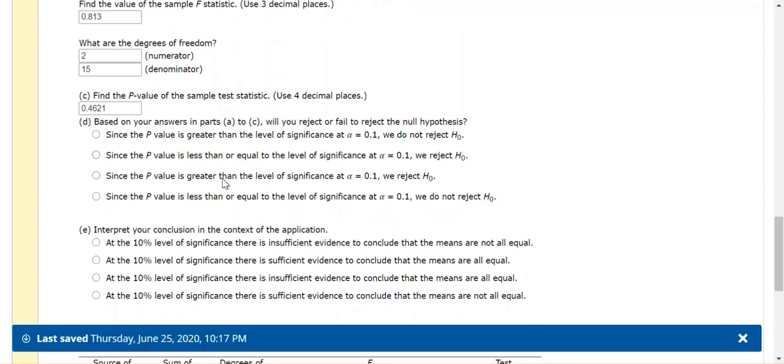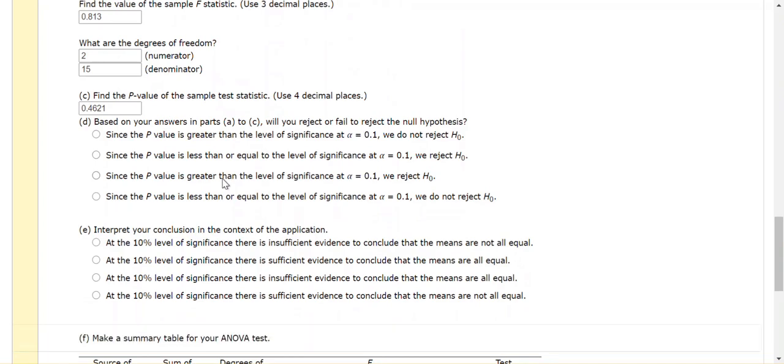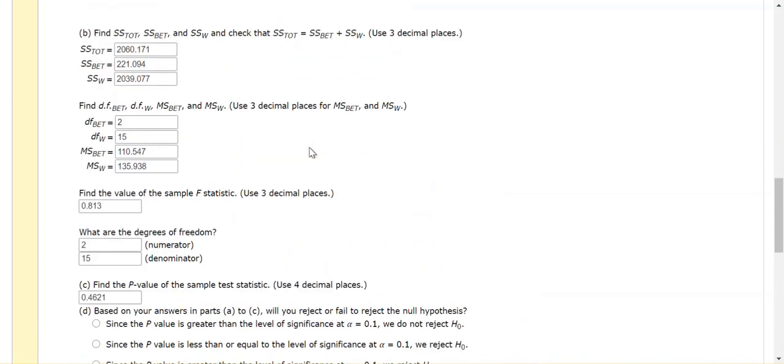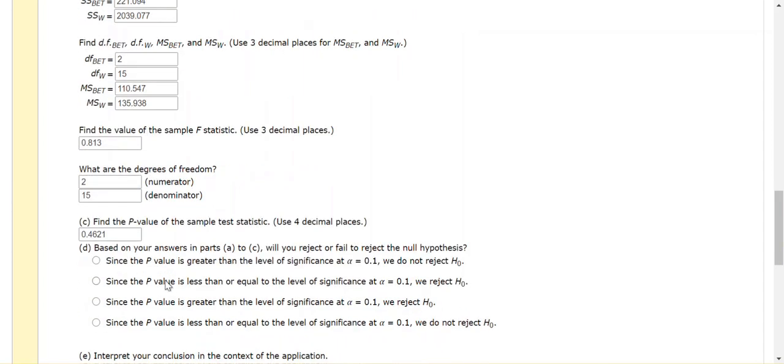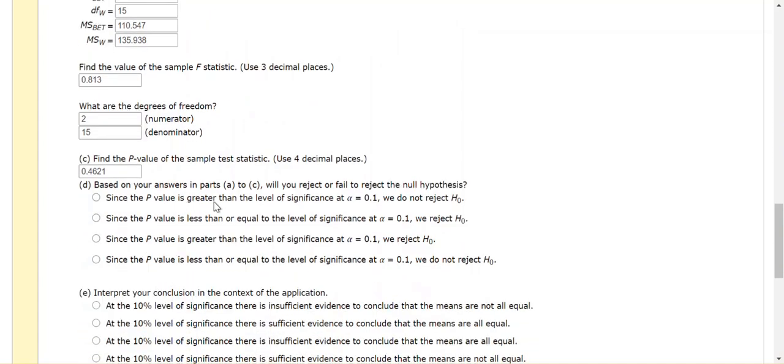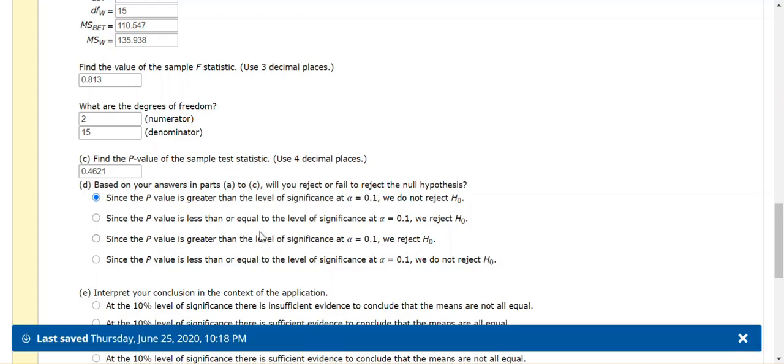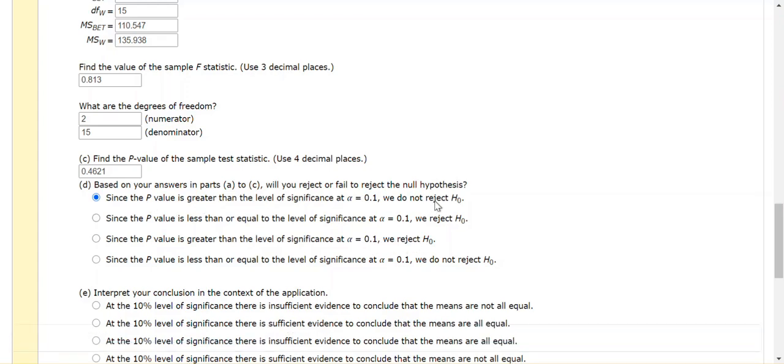Okay, so based on your answers in part A to C, will you reject or fail to reject the null hypothesis? So our p-value is quite big, right? Our p-value is 0.4621 in fact. So that is way bigger than 0.1. So if our p-value is big, we fail to reject. So since the p-value is greater than the level of significance, we do not reject. We fail to reject. And the other option would be the p-value is smaller than we reject, right? So that's not the correct answer. When the p-value is bigger, then we don't reject it.